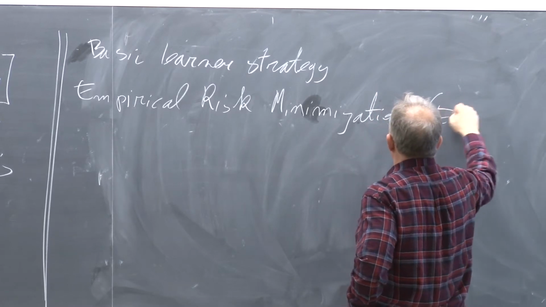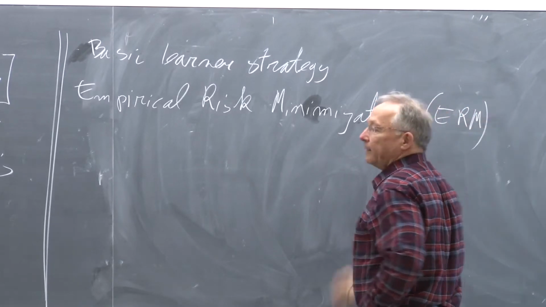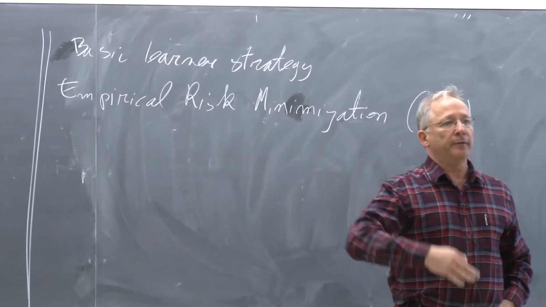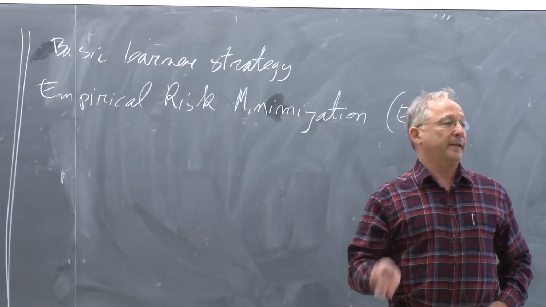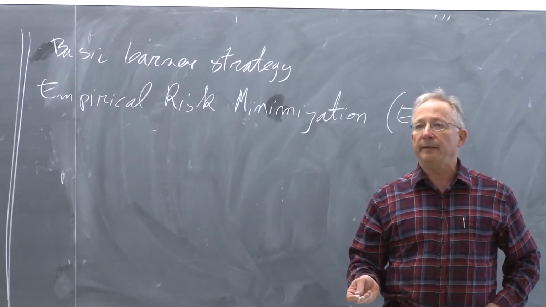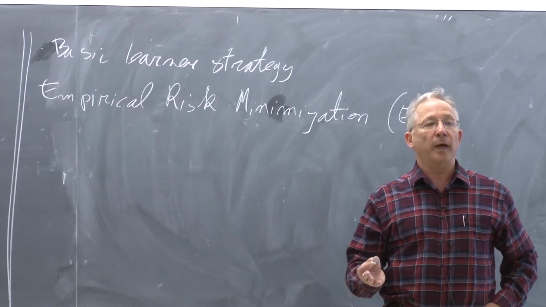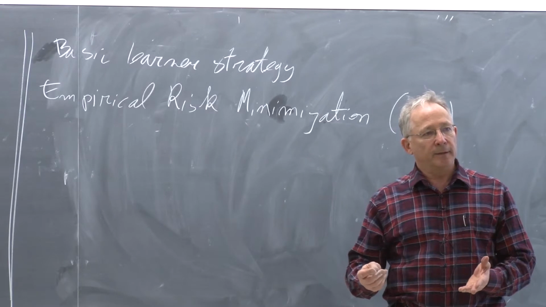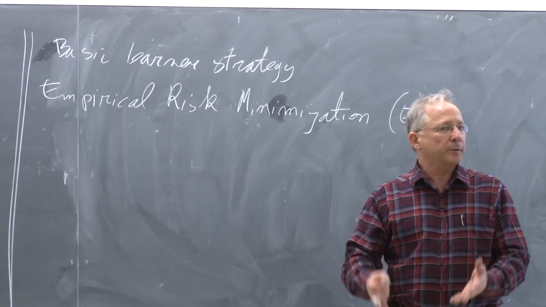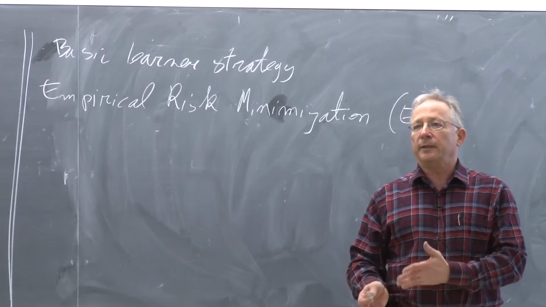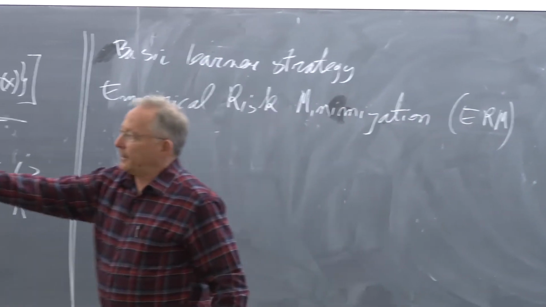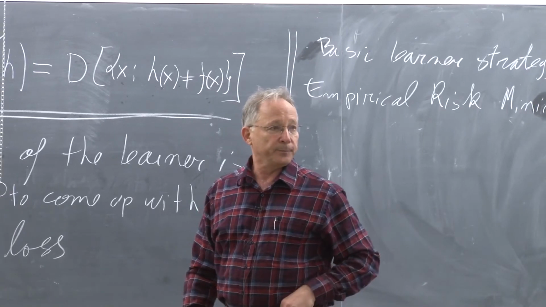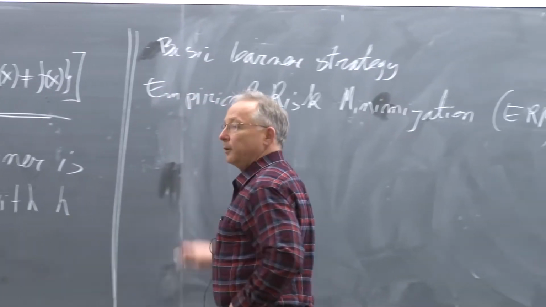Or in short, ERM. And the idea is to say, I don't know anything about F, and I don't know anything about the distribution. All I know is the sample. So let me try to find a hypothesis that works well on the sample. I'll hope that if it works well on the papayas that I've seen so far, it will also work well for papayas that I will see in the future. Okay? So let us define it more precisely.